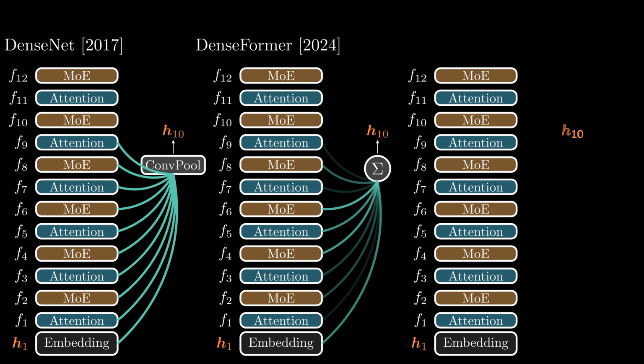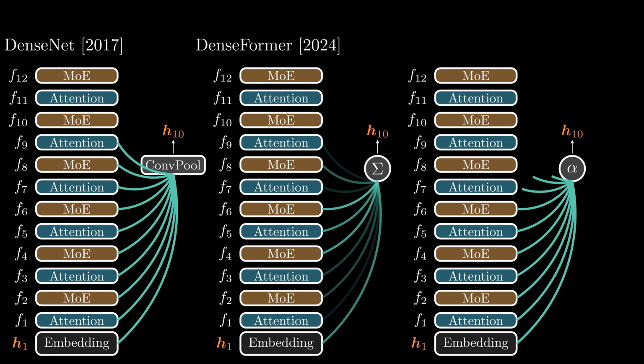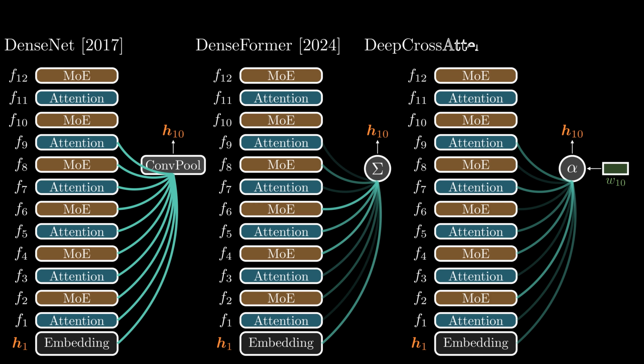We can make this more flexible by making the combination dimension-dependent and input-dependent with a learned per-layer weight vector W. This gives us Deep Cross Attention. It's similar, but the input-dependent components involve only a vector dot product without softmax attention. As we can see, these are not new ideas.